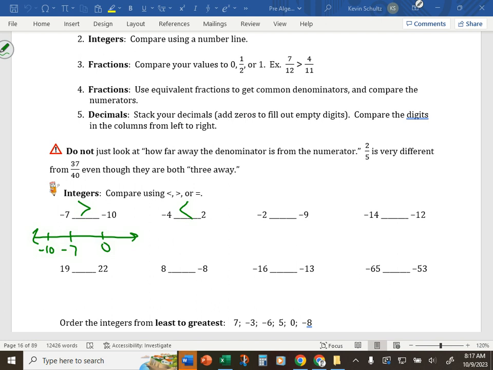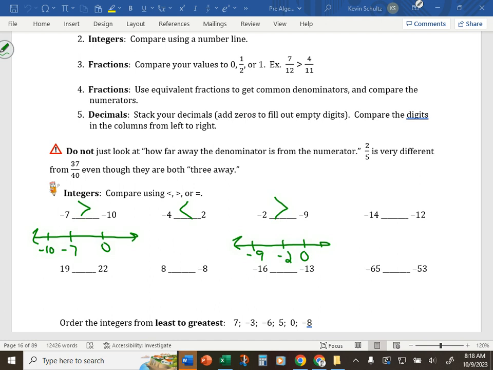-2 and -9. Gigi. Greater than. Similar to -7 and -10, -2 is further to the right. Okay? As you start going from 0 to the left, you hit -2 before you get to -9, right? -2 is on the right side of -9. There it is, greater.